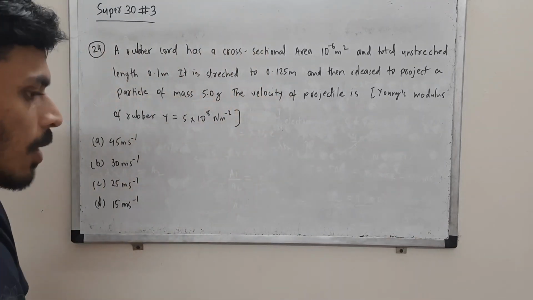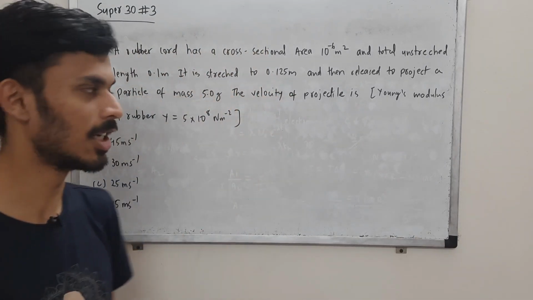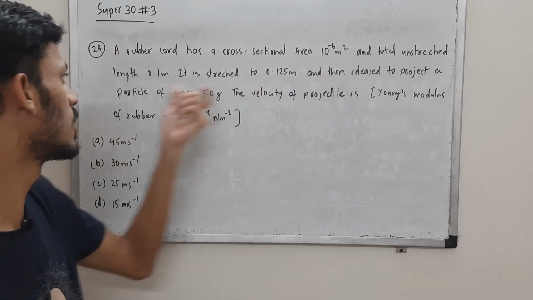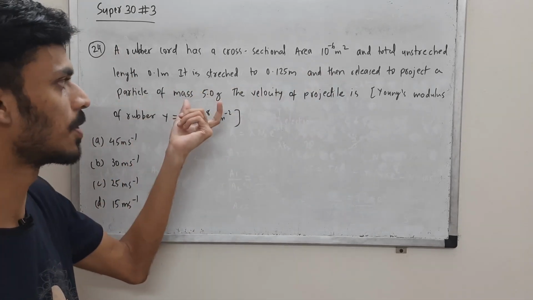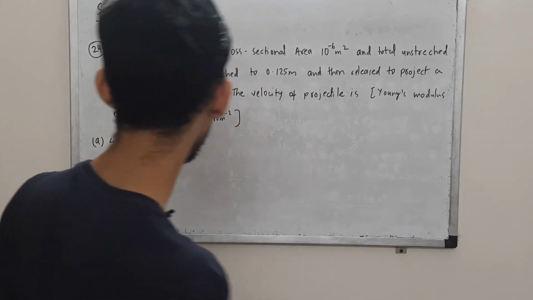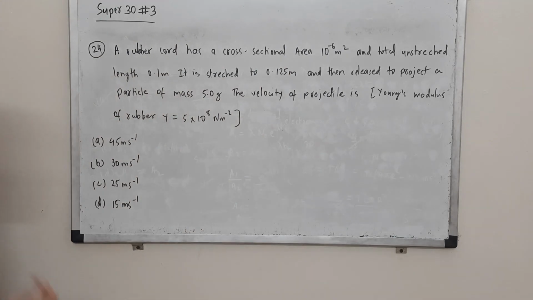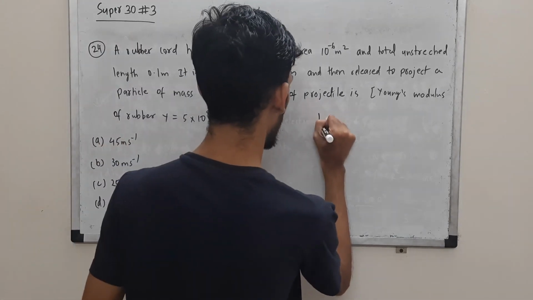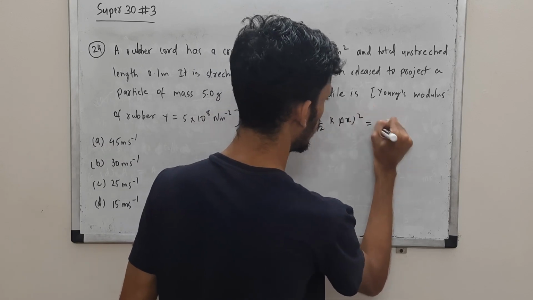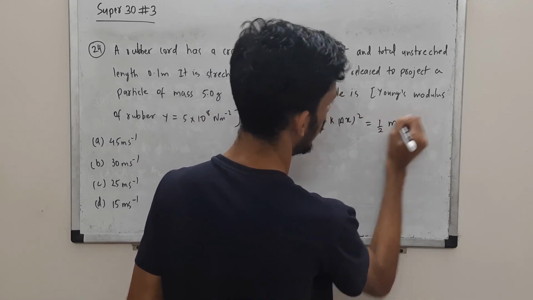Due to this stretching there will be potential energy in the rubber, right? That potential energy is used to release a particle of mass 5 grams. You are supposed to tell the velocity of the projectile. Young's modulus of rubber is also given. I told you that the potential energy of half k x square will give rise to this motion of the particle.